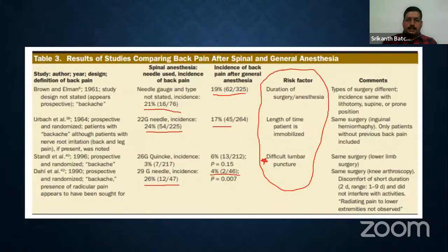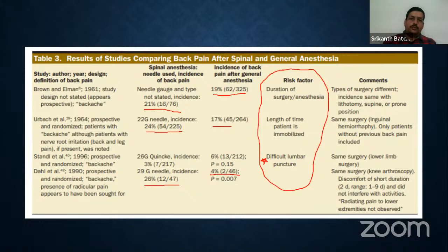So let's see a few of the studies. This Brown et al. study, which was done in 1961, is even quoted by Miller. In this, they compared the incidence of low back pain in spinal and in general anesthesia. As you can see, 21% in spinal anesthesia and 19% in general anesthesia. And they mentioned the risk factor being duration of surgery and anesthesia.